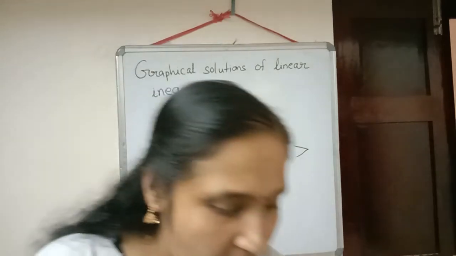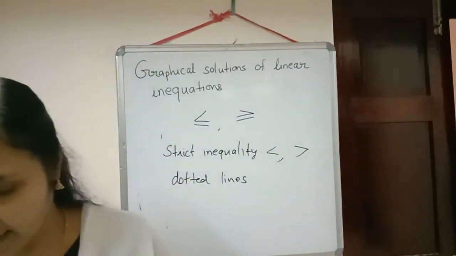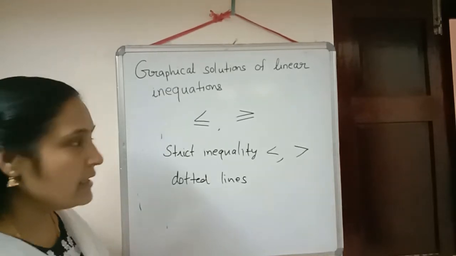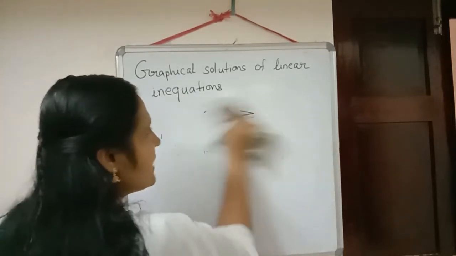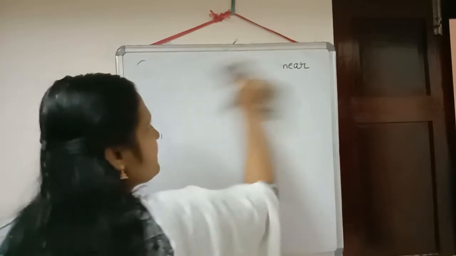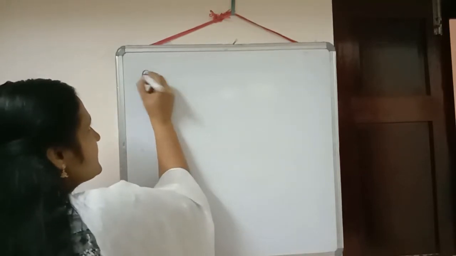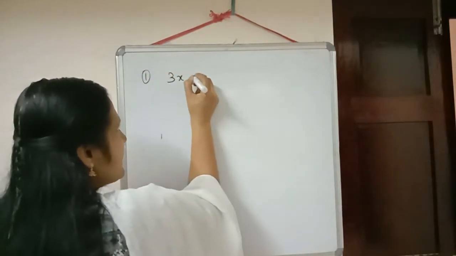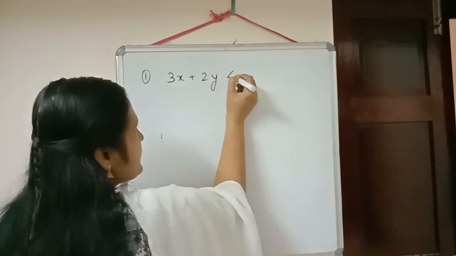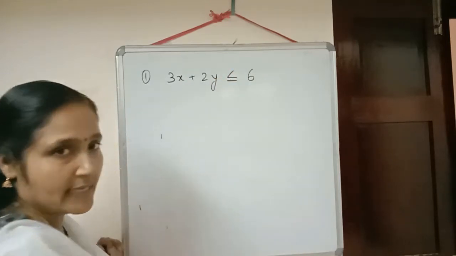Now we will check how to draw the graph for the inequality. All of you draw the graph on the left hand side of your graph book. Write down the first one: 3x plus 2y less than or equal to 6.